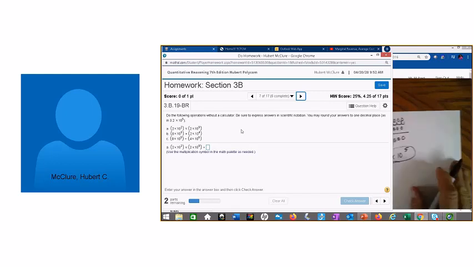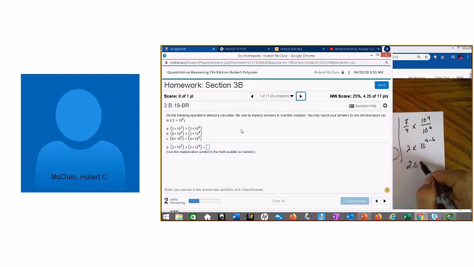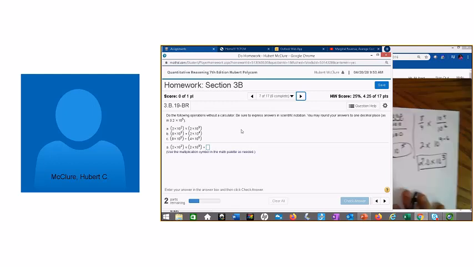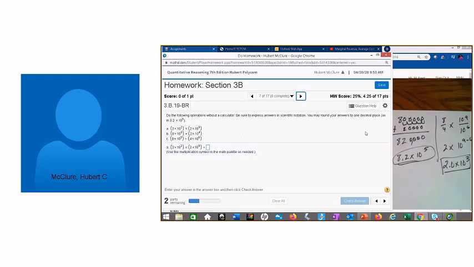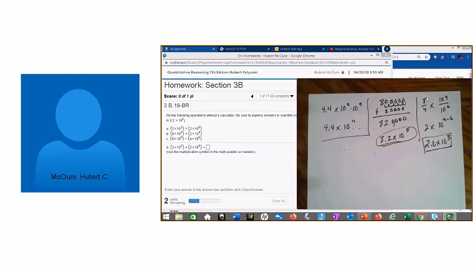What's 8 divided by 4? 2. 8 divided by 4 is 2. And 10 to the 9th divided by 10 to the 6th is 10 to the 9 minus 6, which is 10 to the 3rd. Okay, now that's a test question, so make sure you can do that test question. I want to do one more, maybe a word problem. So that's number 19, so make sure you make a note on number 19.